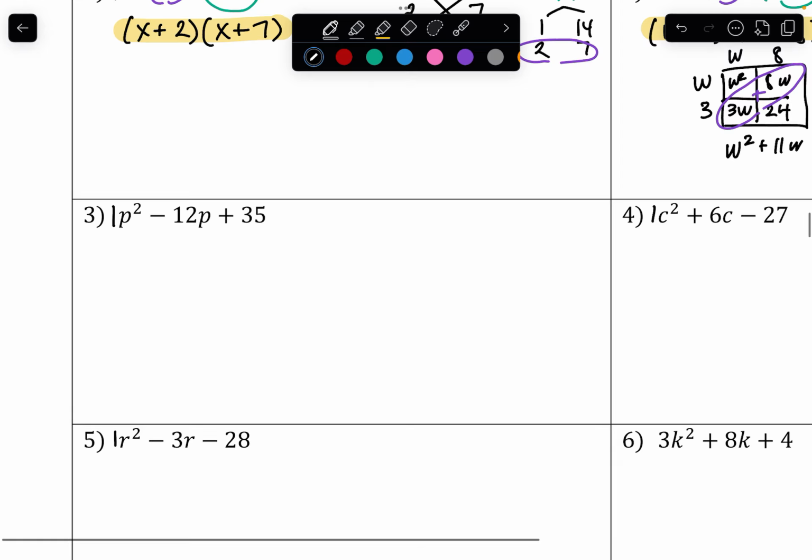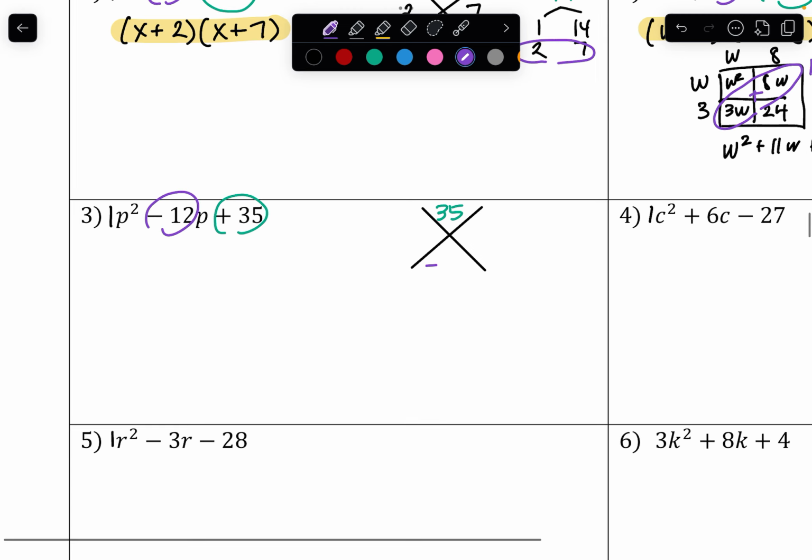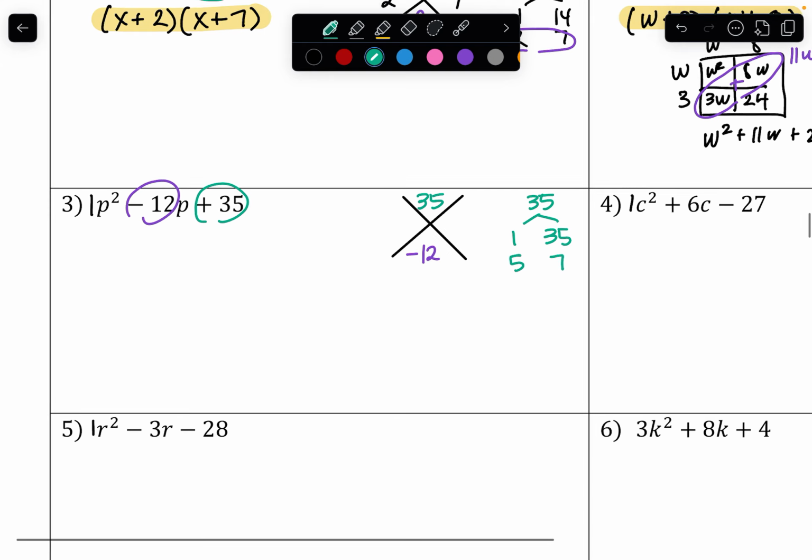Okay, here, be careful, we have a negative. So we're looking for two numbers that multiply to 35 but add to negative 12. Okay, make your t-chart for 35, starting with 1, 1 and 35. 2 doesn't work, 3 doesn't work, 4 doesn't work, 5 and 7. 6 doesn't work, and then we're at 7.